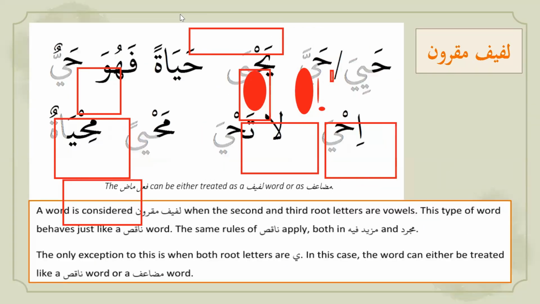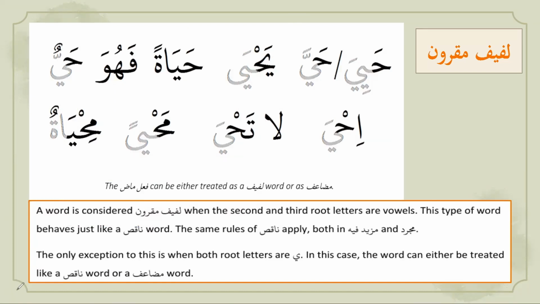Okay. Now moving on to the next slide. Let me first erase all these writings. Okay. So in Lafif Maqroon, here the root letters are ha, ya, and ya. So over here you will see hayya. This is mudaf, hayya, like it can show changes for mudaf like hayya or hayya, and the word can also be treated as naqis. Okay. So over here you have hayya, or hayya, then yahya, hayatan, fahuwa hayyun.